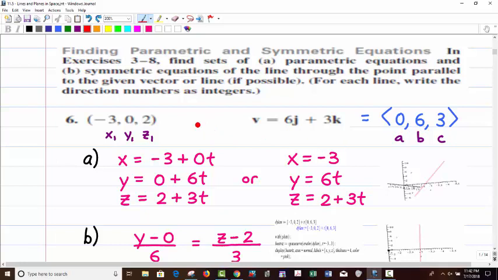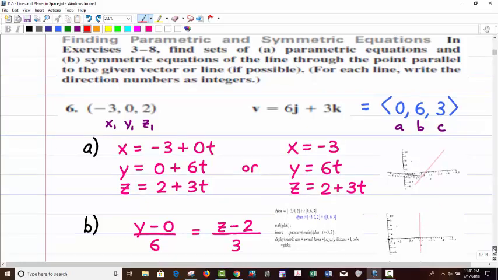And then therefore in parametric form, your point would go first as your x1, y1, z1. So it's -3, 0, and 2. And then your a, b, c, your direction vector numbers that go with the t, are 0, 6, and 3. Because there were a couple of zeros in there, I cleaned this up a little bit. Nothing wrong with the way I wrote it there, but I cleaned it up. And we have x equals -3, y equals 6t, and z equals 2 plus 3t.